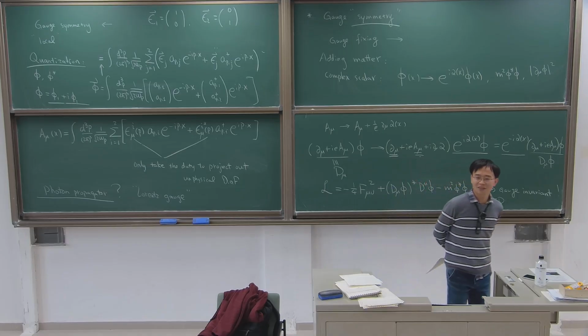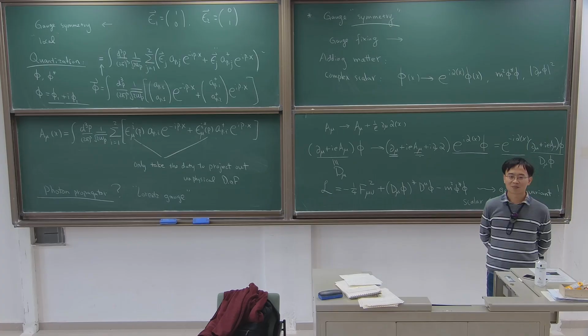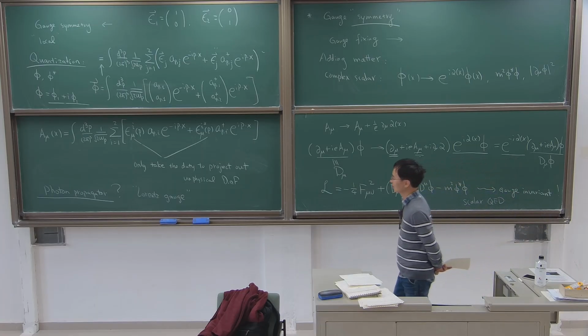The disadvantage is there's no Lorentz invariance, you see, or covariance. Because you start from some A mu field, you project out some degrees of freedom. Okay, you essentially break the covariance. That's the disadvantage of the Coulomb gauge.